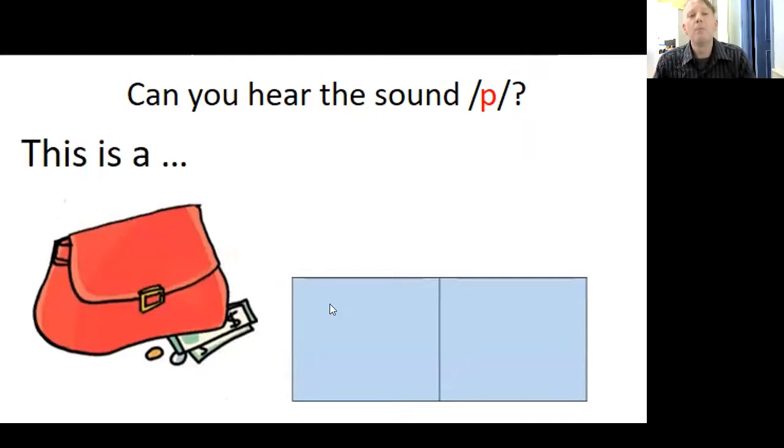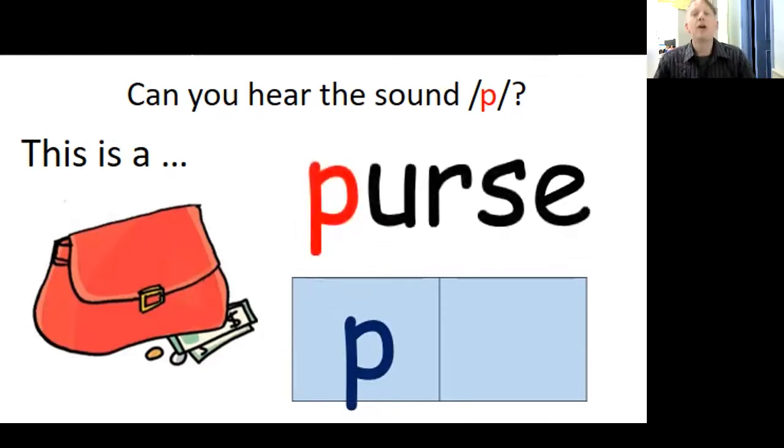This is a purse. Now, look at the letter P. It's at the beginning. That's right. The sound is at the beginning. We'll say it again. Purse. Purse. Yes, the beginning sound.